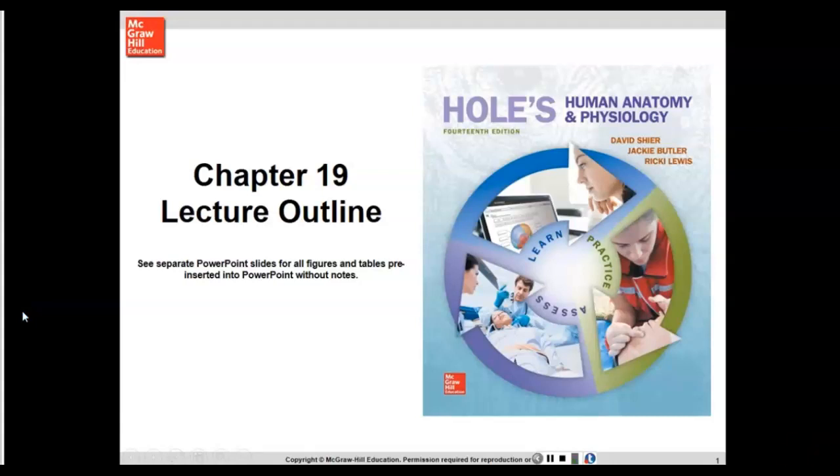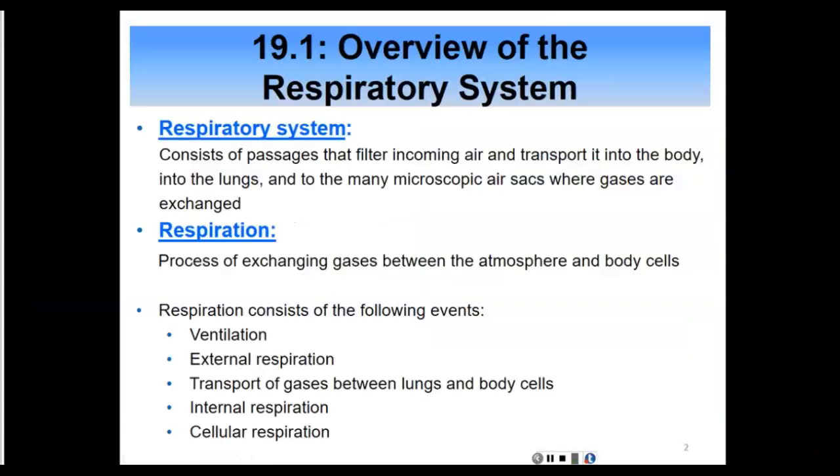This is chapter 19, respiratory system. The respiratory system consists of passageways that filter incoming air and transport it into the body, into the lungs, and then there are many microscopic air sacs where the gases will exchange. Respiration, by definition, is the process of exchanging gases between the atmosphere and the body cells.